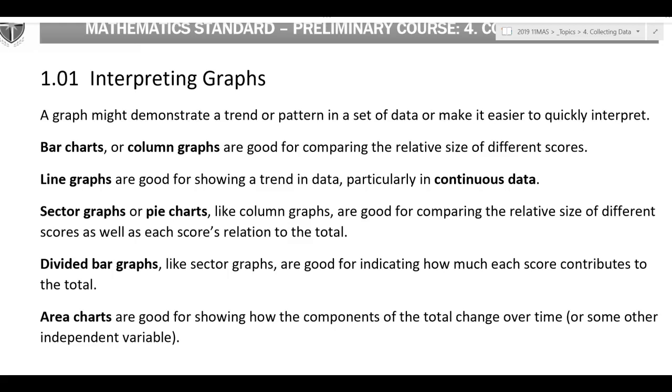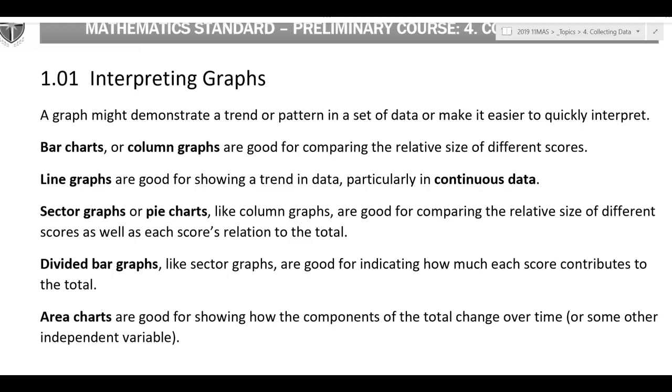Sector graphs, or pie charts if you must, they're good for comparing the relative size of different scores or quantities, particularly as a proportion of the total. It's hard to put things in order in a sector graph. It doesn't really work that way, but it's good for, at a glance, going, oh, well, that particular category, that's the biggest one, or these ones together, they make up more than 50%, or something like that. So good for looking at proportion of the total.